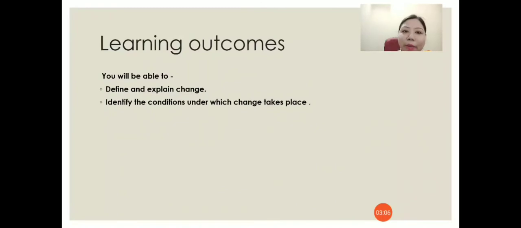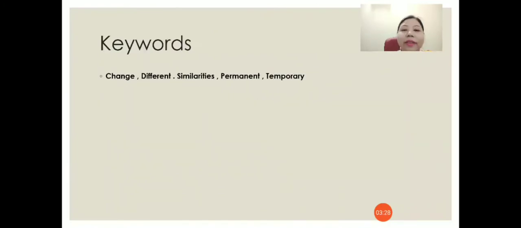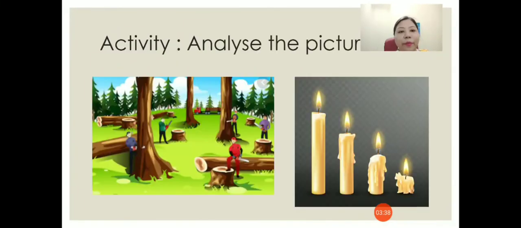So by the time we finish this topic today, you'll be able to define and explain what's change, identify the conditions under which these changes are taking place. The keywords which you will be getting in this chapter are change, different, similarities, permanent and temporary.